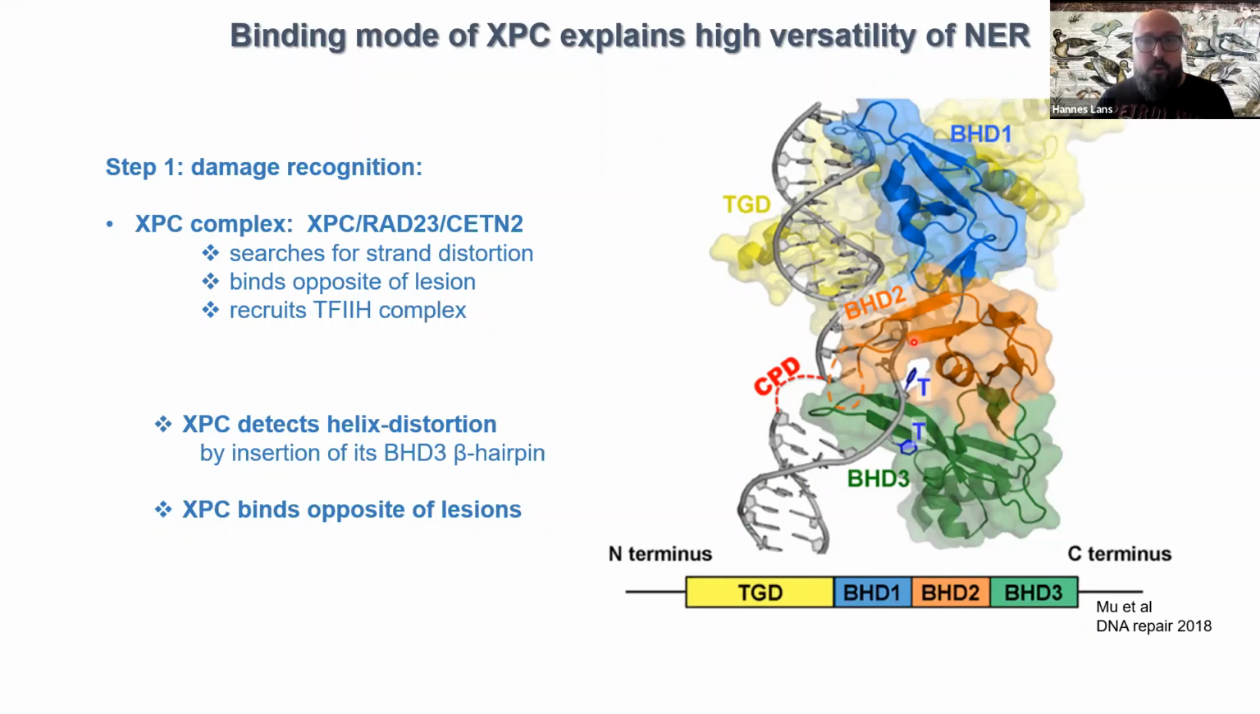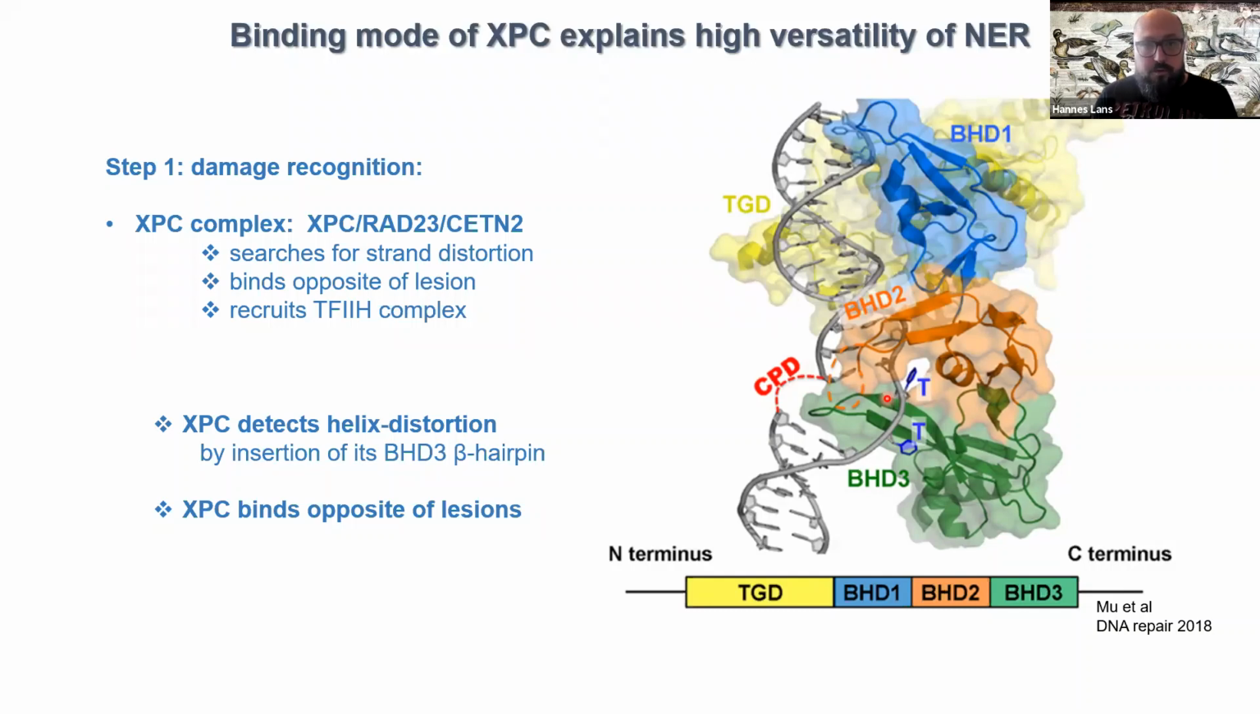And this also explains this binding mode of XPC. This also explains why XPC can recognize such a large variety of different types of damage. So that's really different from the base excision repair pathway that you heard in the previous talk, which has all these glycosylases that are kind of specific. Of course, there's a lot of redundancy, as we heard. They're kind of specific for specific types of damage. XPC can just detect a helical distortion created by many different types of damage.